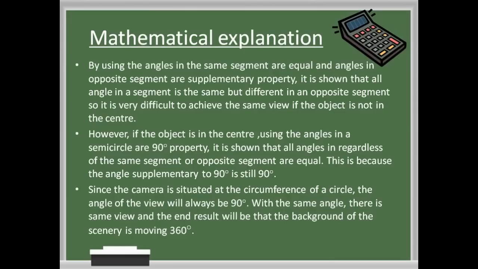However, if the object is in the center, using the angles in a semicircle are 90 degrees property, it is shown that all angles, regardless of the same segment or opposite segment, are equal. This is because the angle supplementary to 90 degrees is still 90 degrees. Since the camera is situated in the circumference of a circle, the angle of the view will always be 90 degrees. With the same angle, there is the same view, and the end result will be that the background of the scenery is moving 360 degrees.